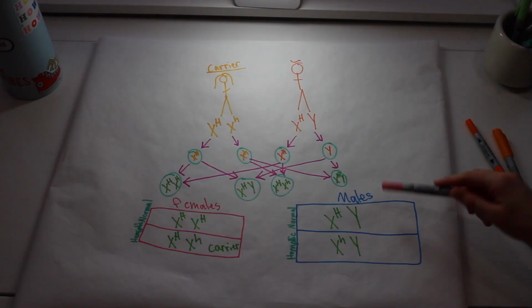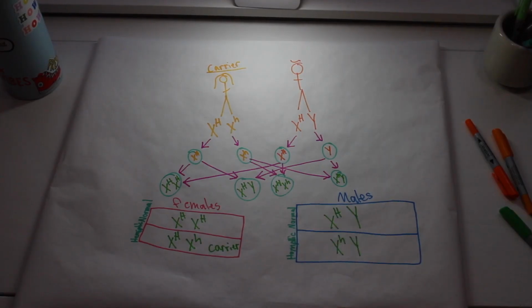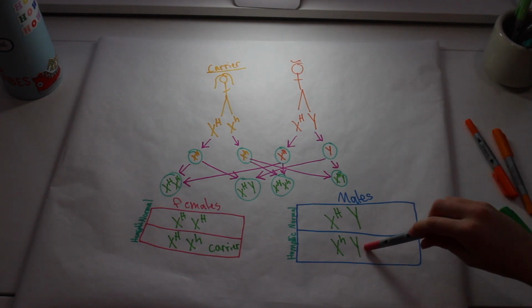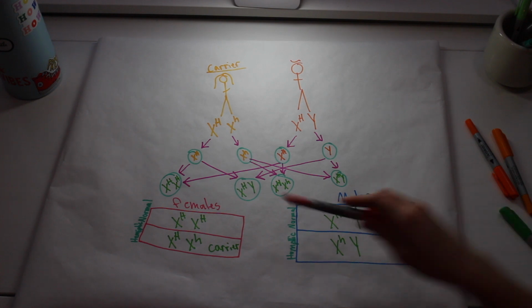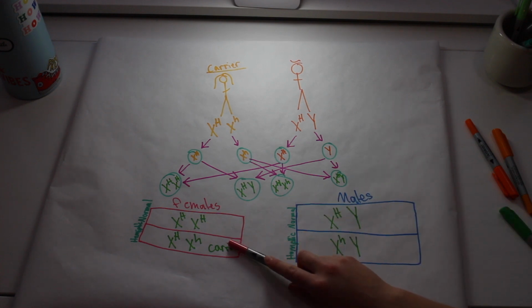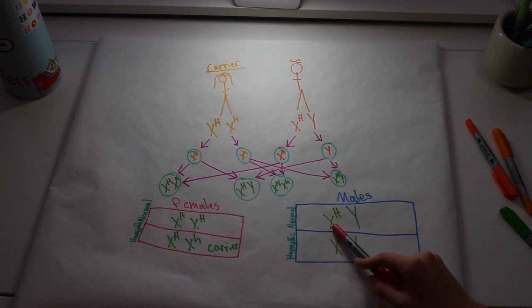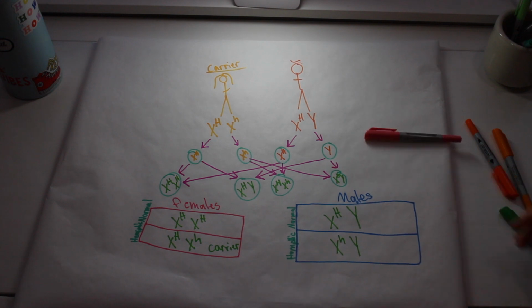Alright, so I put this in a chart so you could see it easier, and you can see that we only have one possibility of a full hemophilic, which would be a boy. But we do have another trace of the trait, which would be a carrier in a girl. And we have a normal female and a normal male. So let's go on to pedigrees.